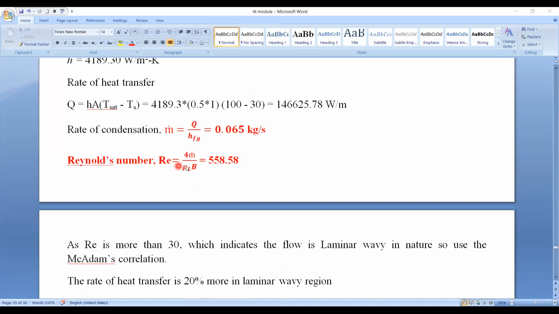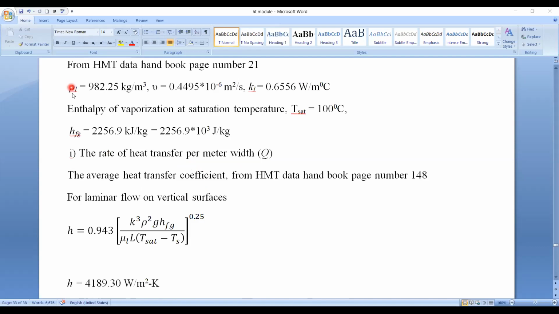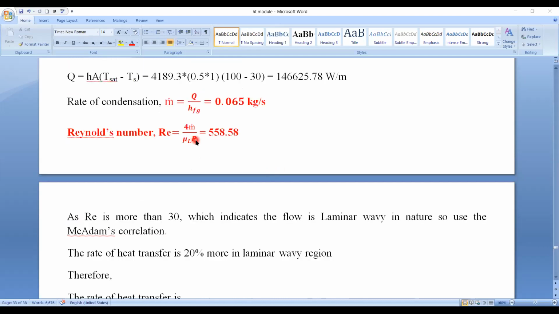So the value of Reynolds number is 4 m dot divided by mu suffix l into b. You got the value of m dot. You know the value of mu l. So how to get the value of mu l? Just multiply the density and the kinematic viscosity. The product of these two values will give you mu, that is absolute viscosity. Width b is equals to 1, that is known. So after calculating the value of Re, the expected value is 558.58. This is the value of Re, and obviously this value of Re is more than 30.